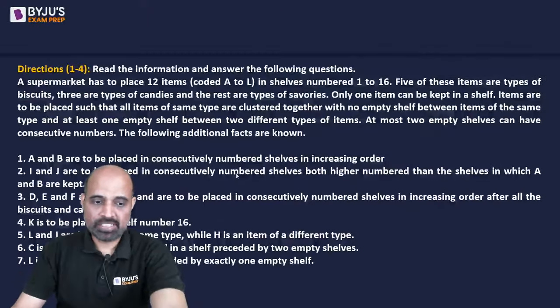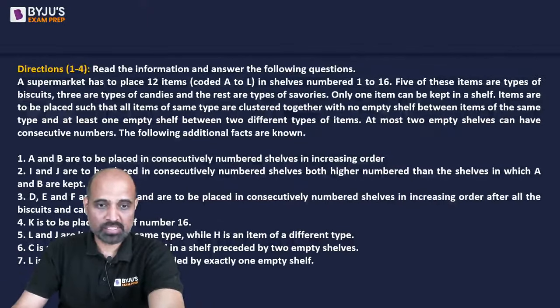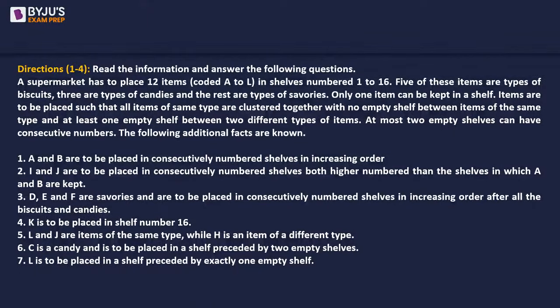So this is the first set. For this, I'll have to go invisible so that you guys can see. Okay. So the set says a supermarket has to place 12 items coded A to L in shelves numbered 1 to 16. 5 of these items are types of biscuits, 3 are types of candies, and the rest are types of savories. Well, there are 16 shelves, right? And there are 12 items.